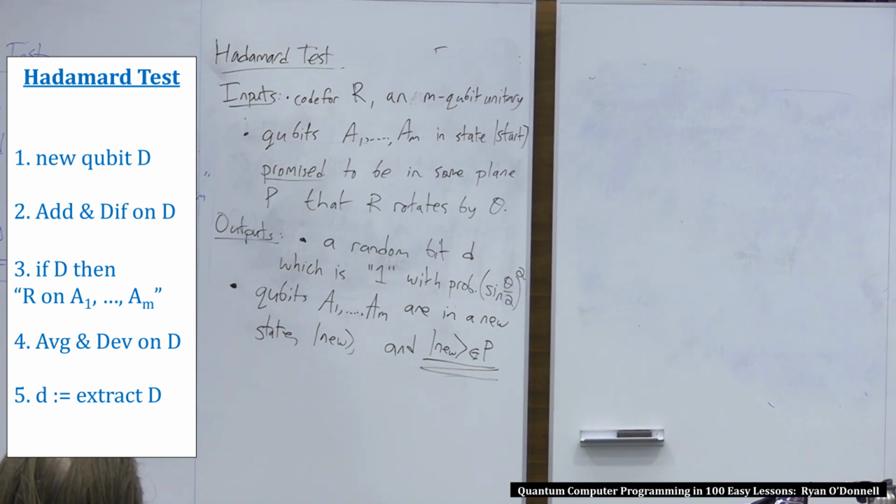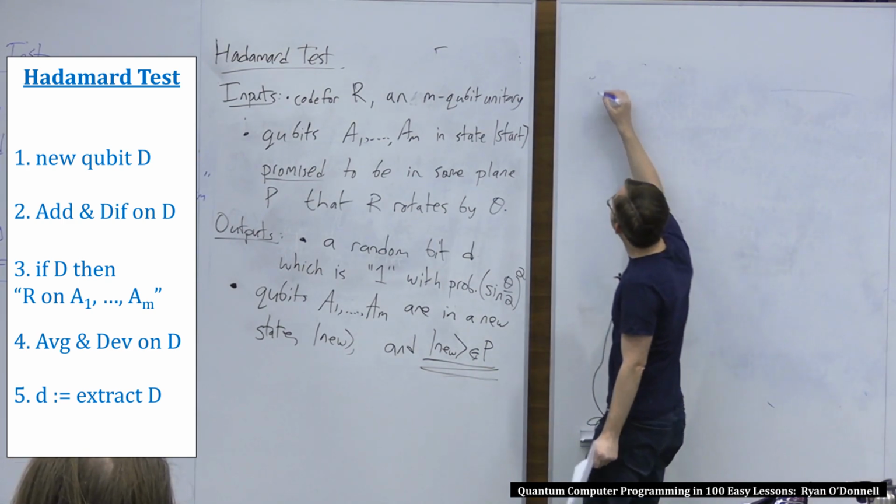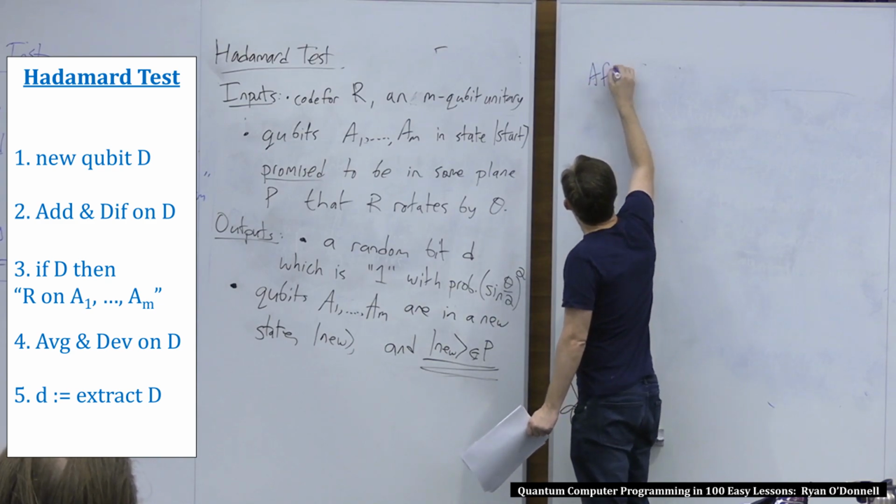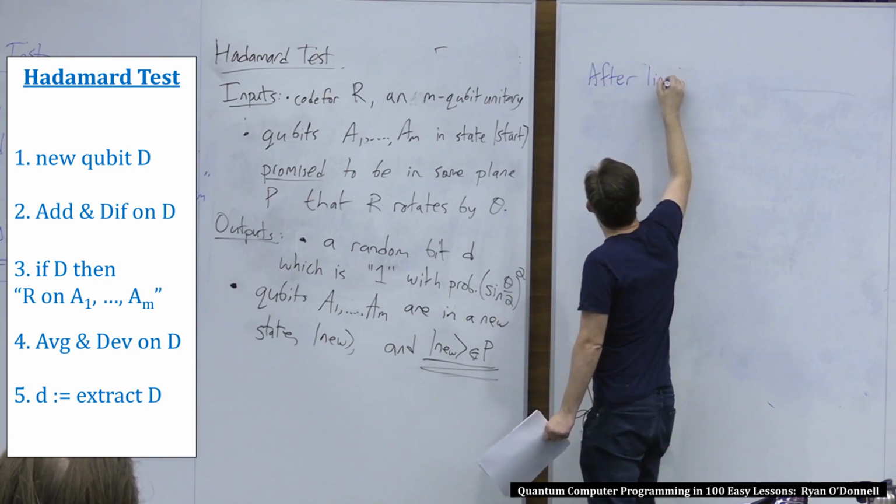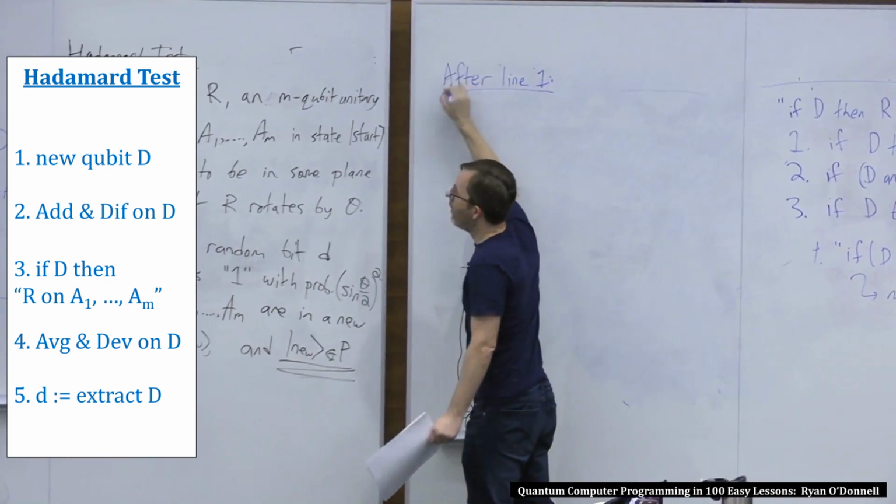You might enjoy doing it yourself in a more old-fashioned way if you pretend that maybe M is 2 and R is some little unitary, and draw some of those cube diagrams. But we'll try to do it with our nice fancy notation now. So, all right, after line 1, what is the state?